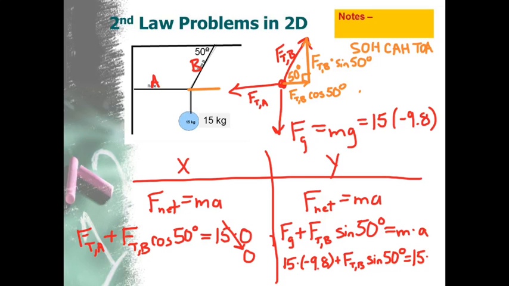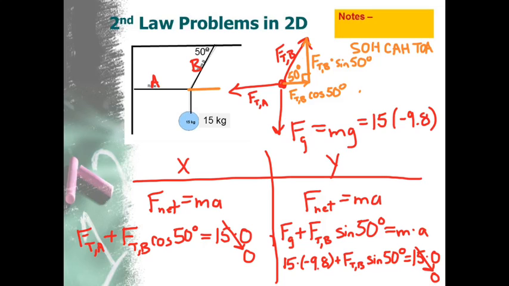Times acceleration. What is the acceleration? Well, I know that the acceleration in the x direction is 0. And if this ball is at rest, the acceleration in the y direction also has to be 0. Its velocity is not changing in any direction whatsoever. So I'm going to put 15 times 0. Well, that's equal to 0.